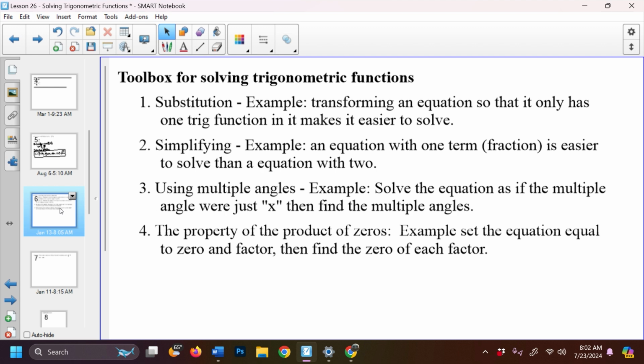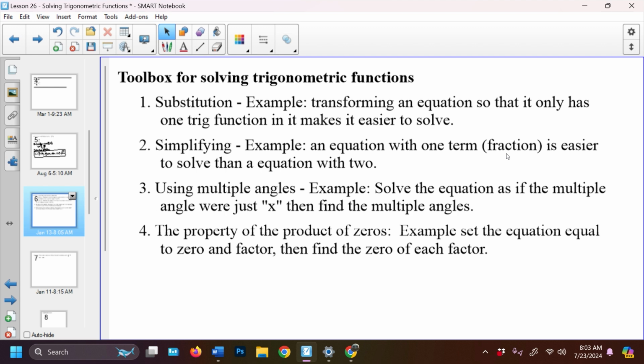So if they ask you to solve an equation that has a sine and a cosine in it, see if you can find a simple trigonometric identity that changes that equation so that it only has sine or cosine in it. The second tool I'm going to suggest is simplify. And just as an example, an equation that has one term or one fraction is easier to solve than an equation with two. If you have a sum of two fractions, maybe condense that into a single fraction, and that'll make it easier.